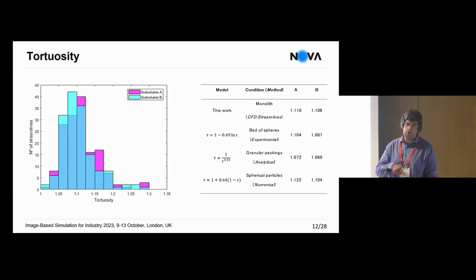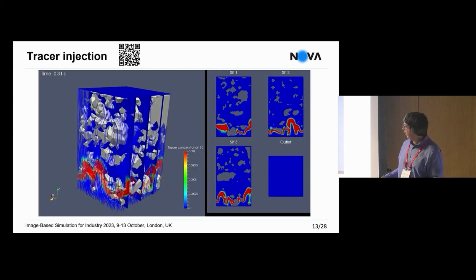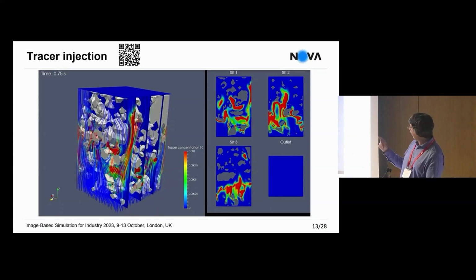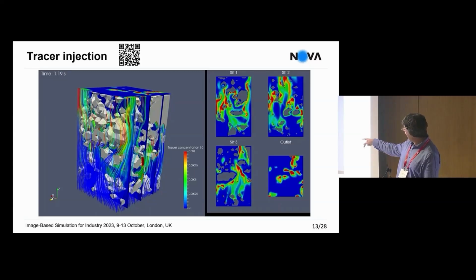So basically by knowing the length of the streamlines and by knowing the shortest distance between the beginning and the end of the streamlines, we computed the tortuosity values, and the obtained values were very similar to the experimental, analytical, and numerical known predictions. And here you can see the simulation of a tracer injection from the bottom to the top. We injected the tracer, it is going up, and it starts coming out at the outlet.